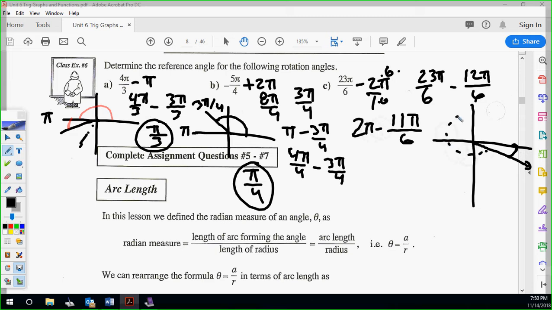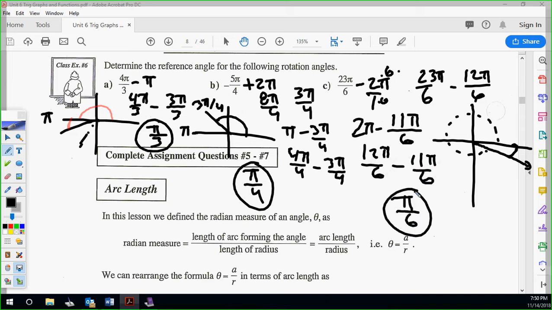Looking at that chart we just did, if you're wondering where I'm getting all these conversions, it's at the chart we just did in the previous page. So 2 pi is going to be 12 pi over 6 minus 11 pi over 6, 4 pi over 6. So our reference angle is pi over 6.